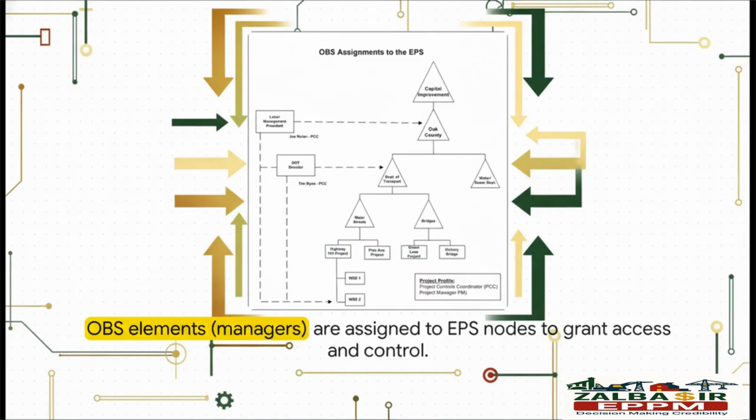Okay, so let's see how this all clicks together. This slide right here is the key to the entire governance puzzle. It shows you exactly how you assign managers from the OBS, people like Joe Nolan or Tim Ryan, to specific folders or nodes on the EPS. That one simple action is what enforces all your security. It gives them access and control over every project and every WBS element sitting underneath that node. It's that simple and that powerful.